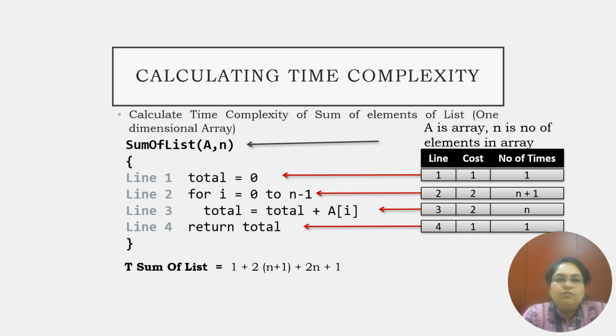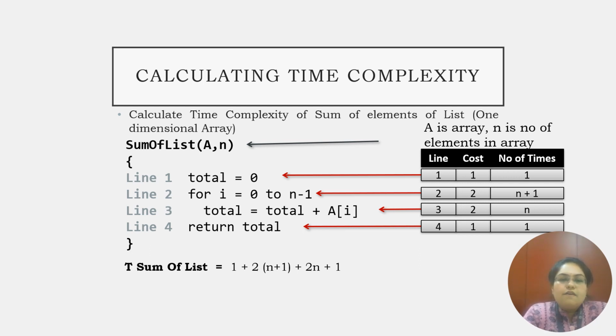Line number 3 defines total is equal to total plus a of i, whose cost is 2 and the execution time will be n, as it will be iterating n number of times. And the fourth line is return total, whose cost is 1, and obviously it is going to execute only once. So if we want to calculate time complexity, it is basically the summation of the product of cost and number of times it is executing. So we will do the summation for each and every one.